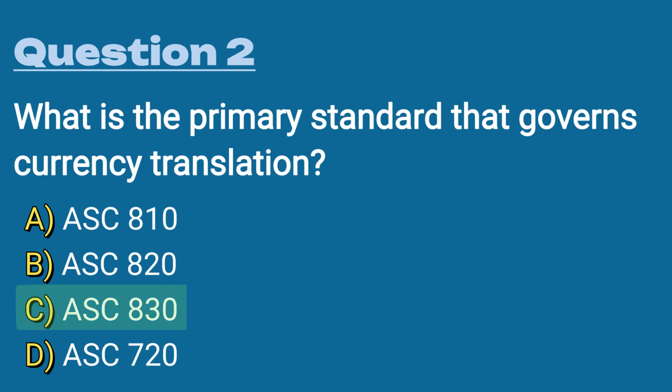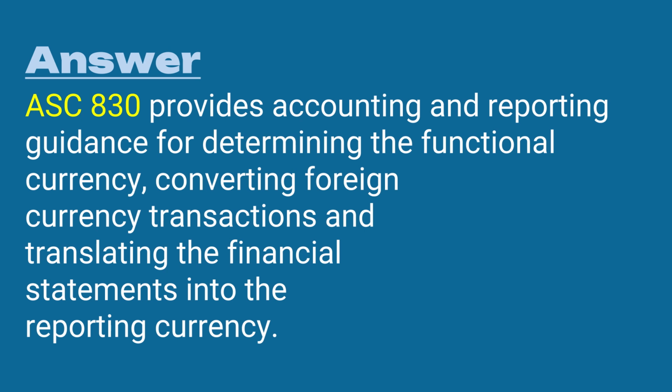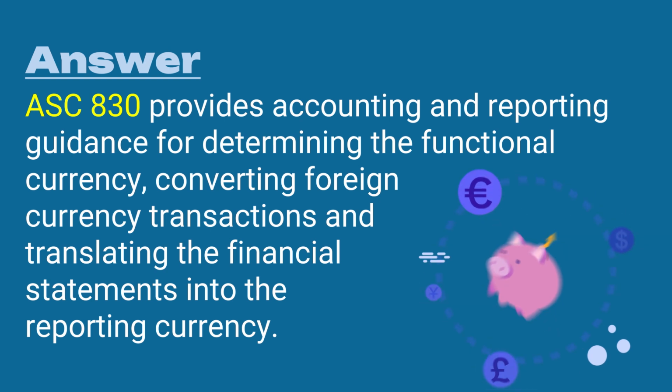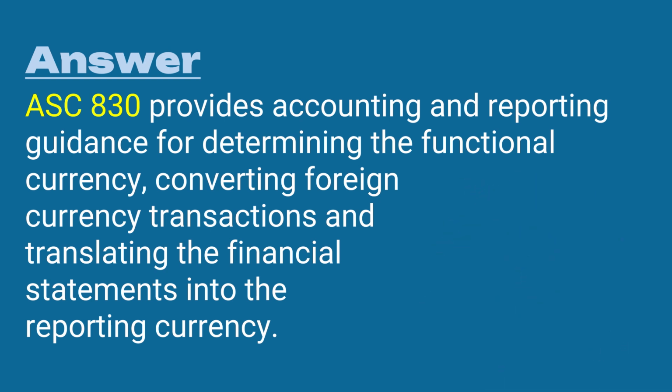The answer is C, ASC 830. ASC 830 provides accounting and reporting guidance for determining the functional currency, converting foreign currency transactions, and translating the financial statements into the reporting currency. That's where you take the underlying foreign subsidiary and convert it into the parent's reporting currency.